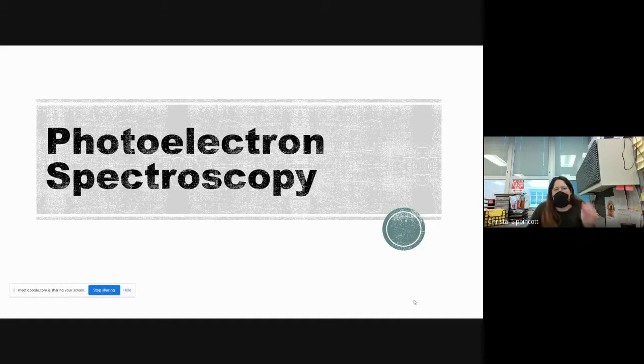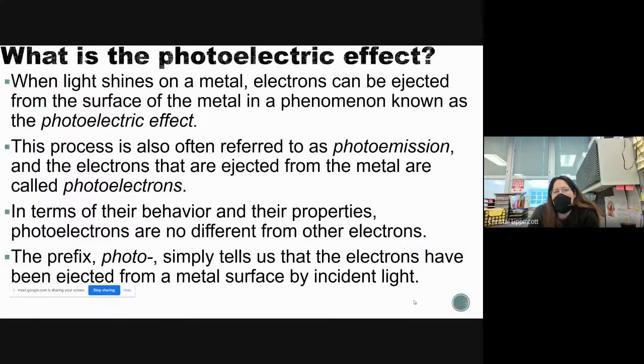All right, so the topic today is photoelectron spectroscopy. And we use this in AP Chem quite a bit. Just kind of a background to it. We talked back in chapter 5 about when you shine light on a metal, if that energy is strong enough, it can eject an electron away, okay, if it's the right frequency. And so that's known as the photoelectric effect.